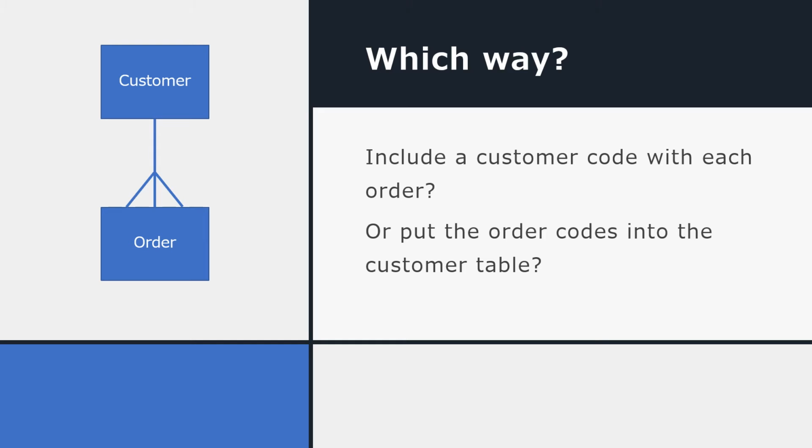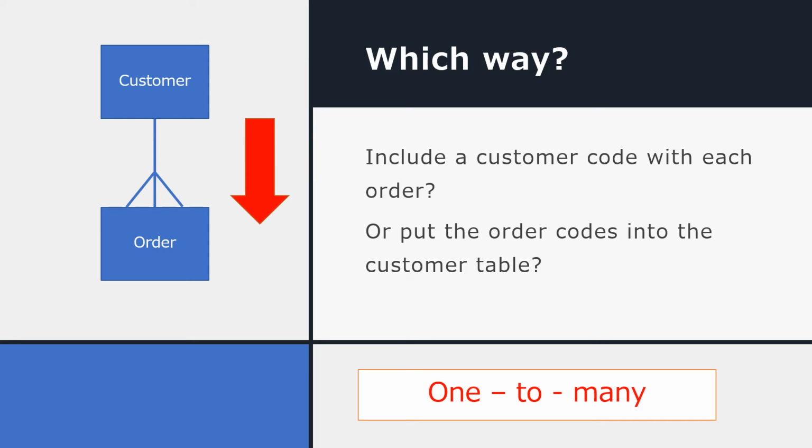So, do I copy the customer code into the order form or the order code into the customer record? It's easy to answer this question. We look at the one-to-many relationship and we copy the code from the one to the many. One to many. This is why it was so important for us to work out all our one-to-many relationships before we started creating the relational database. So the answer is we would copy the customer code into the order record, not the other way around.